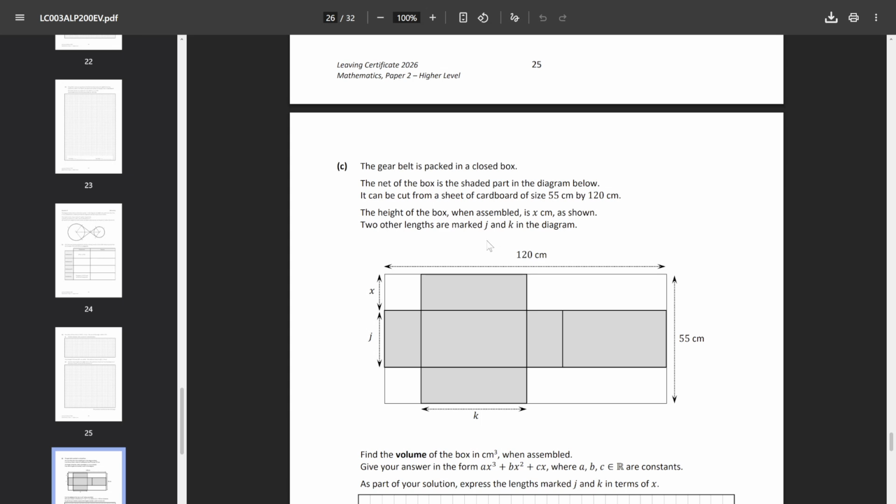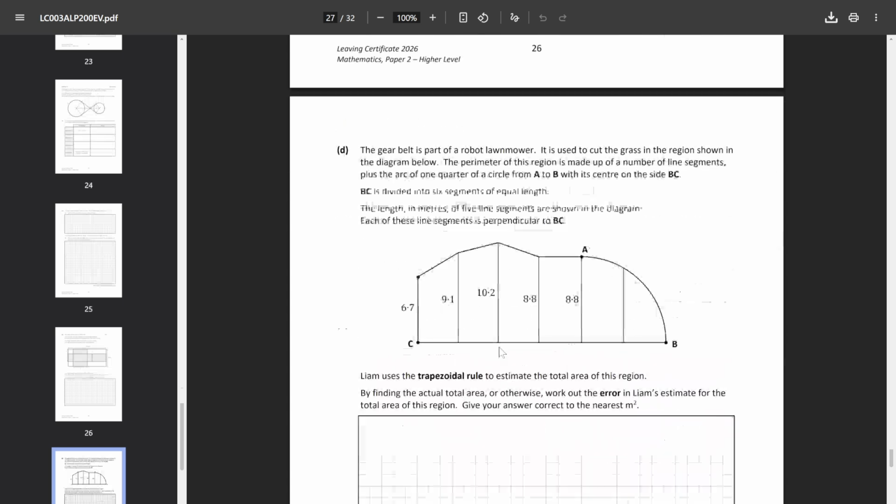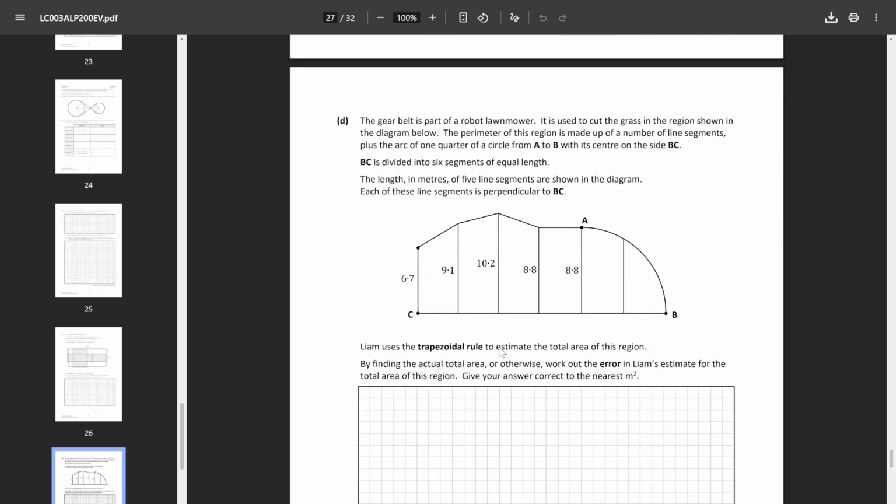Then a pretty classic question involving folding up a box of different lengths. So definitely one you would have seen before and done plenty of practice of. And then question D, trapezoidal rule decides to show up. Now, obviously, we don't have the strip length. We only just have the heights.